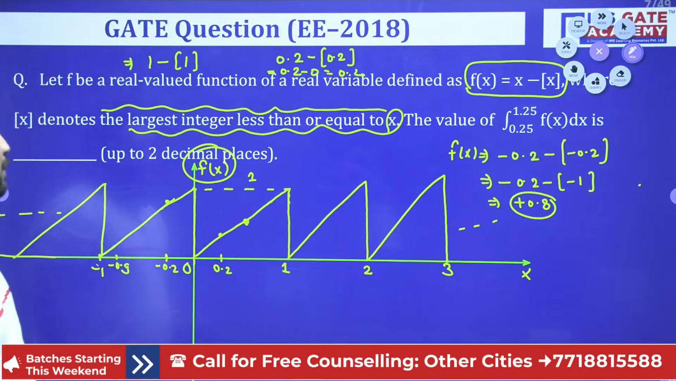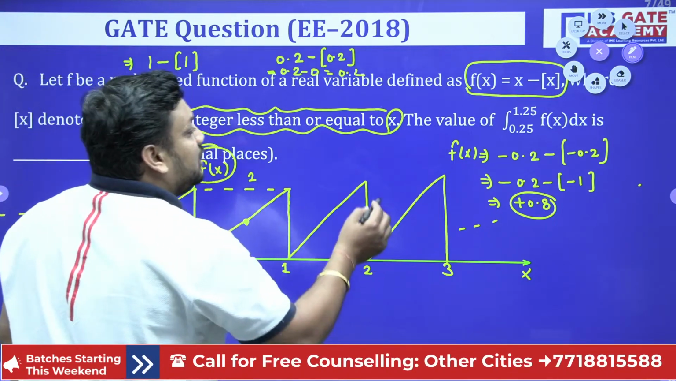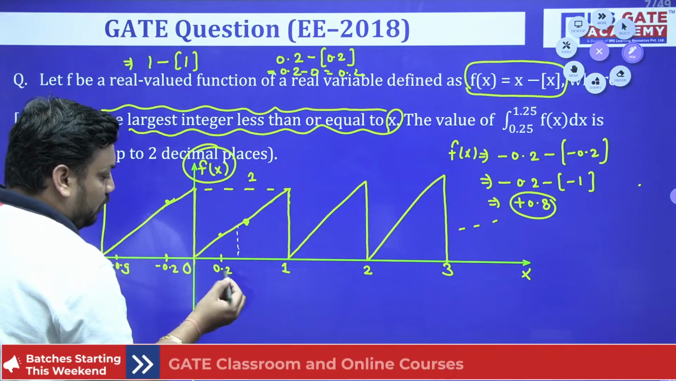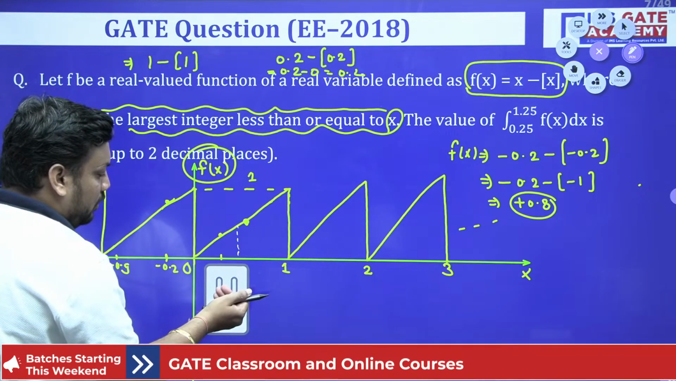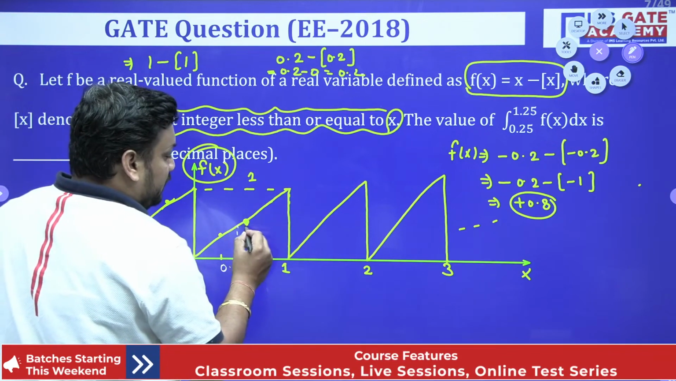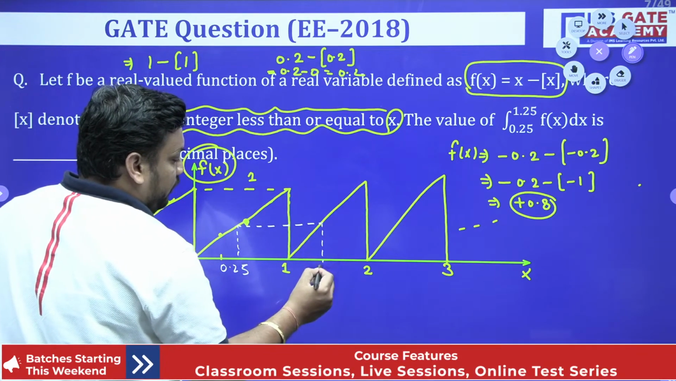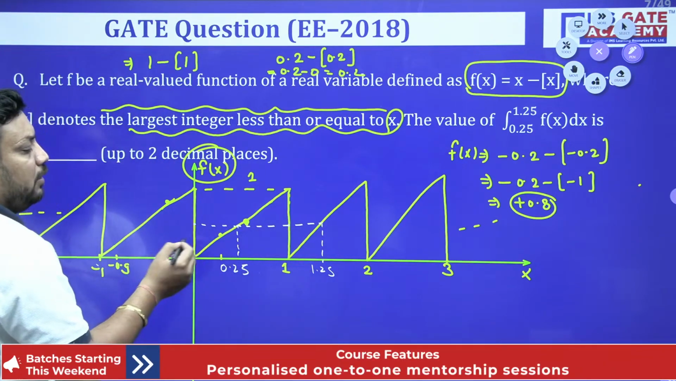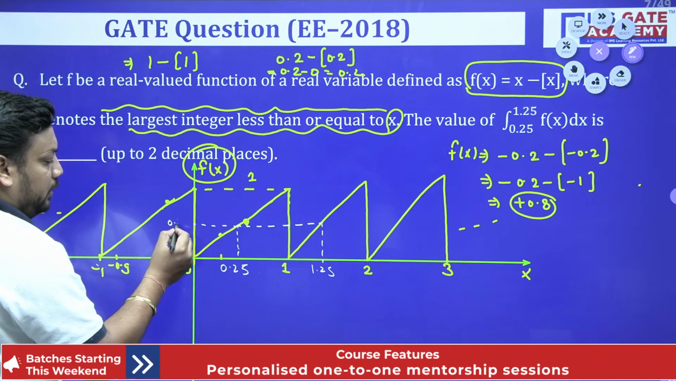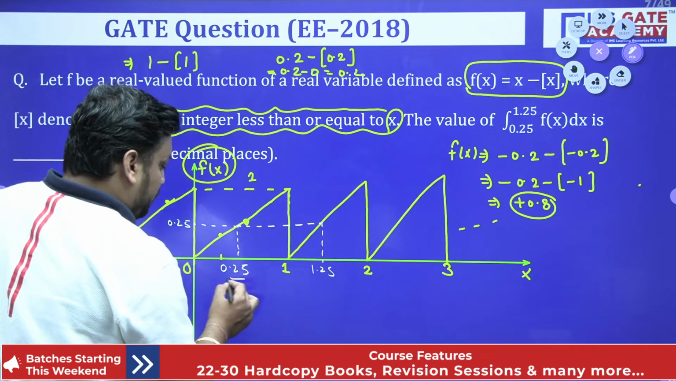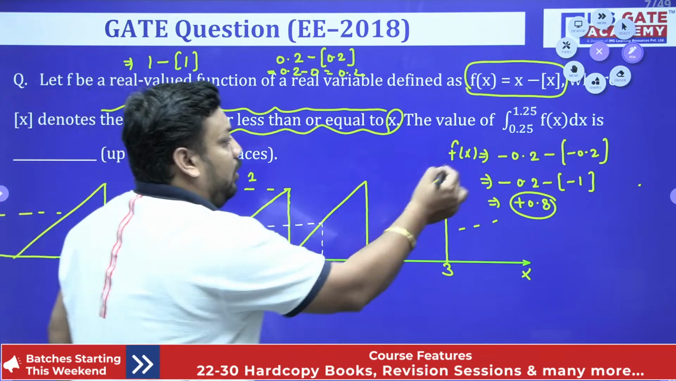Now, what is the examiner asking for? The examiner is asking for the f(x) area from which value, beta? Let me take this value as 0.25, and after that it is also asking up to 1.25. And at 1.25 the magnitude is also 0.25. It means the examiner is asking for the area from 0.25 to 1.25. See, this is the limit.